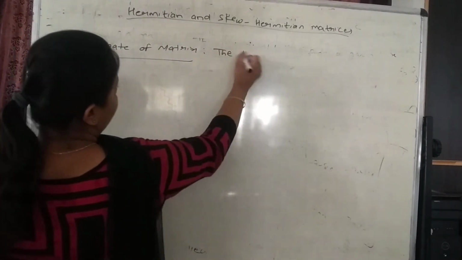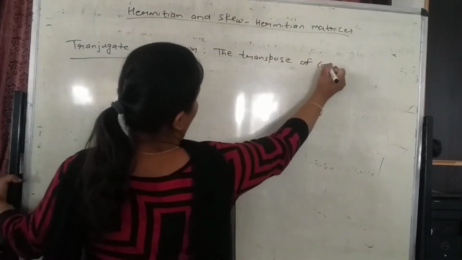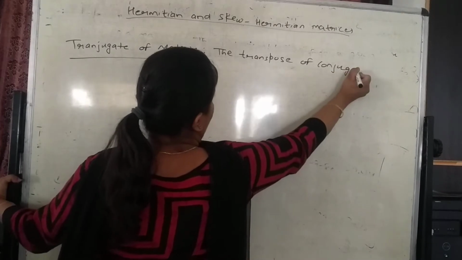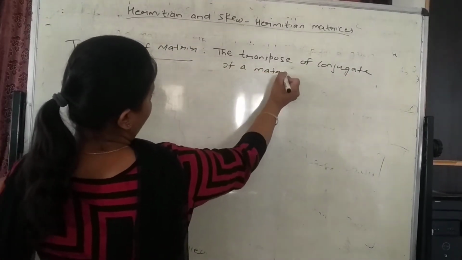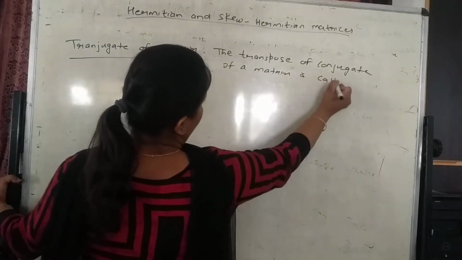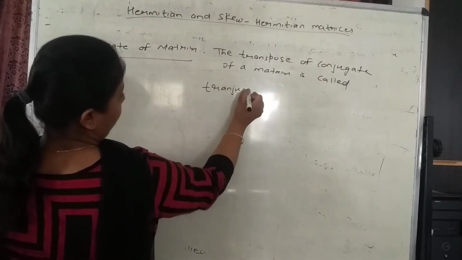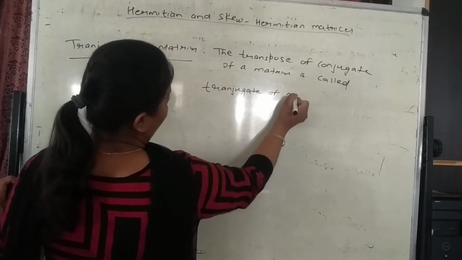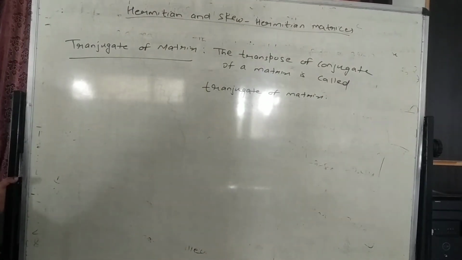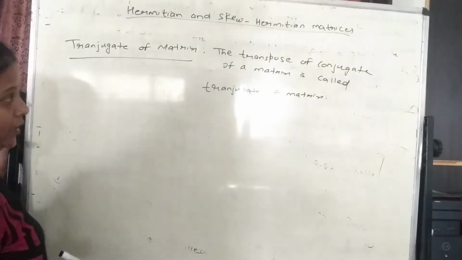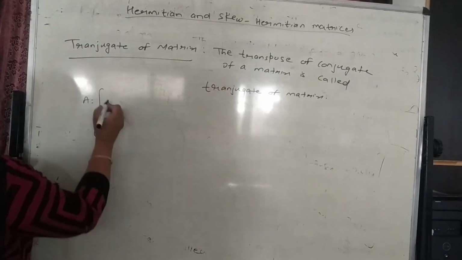The transpose of the conjugate of a matrix is called the conjugate transpose of the matrix. Here we will apply the conjugate as well as the transpose of that matrix. Let us take an example. We have taken a matrix A.